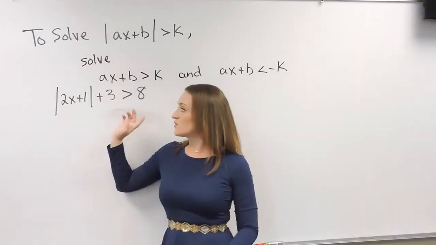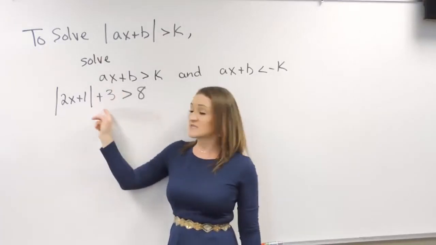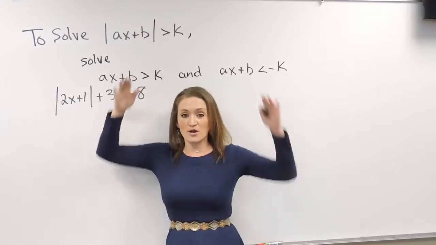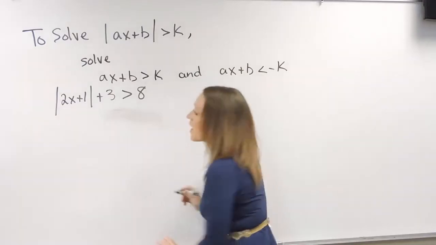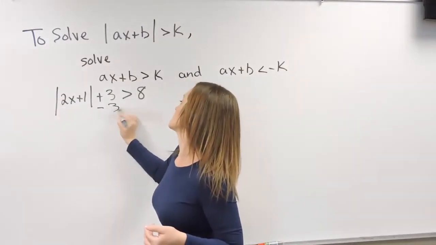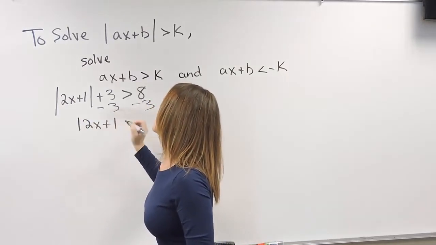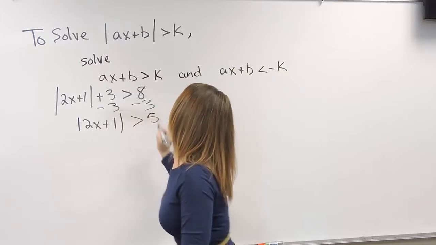So for this particular example, I have the absolute value of 2x plus 1, plus 3, is greater than 8. One thing that you do need to keep in mind before you do anything with absolute value equations or inequalities is that you want to get the absolute value bars by itself on one side. So if you're given an equation like this one here, where I have this plus 3 hanging out over here, we need to kick that over to the other side because I want my absolute value bars completely by itself. So to start this problem off, we're going to subtract 3 on both sides. When we do that, I'm left with the absolute value of 2x plus 1 is greater than 5.